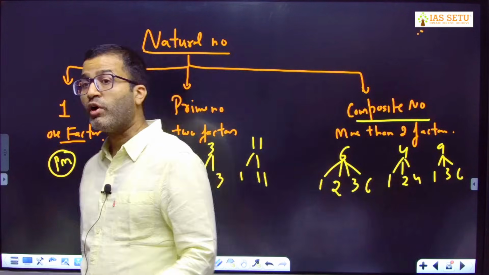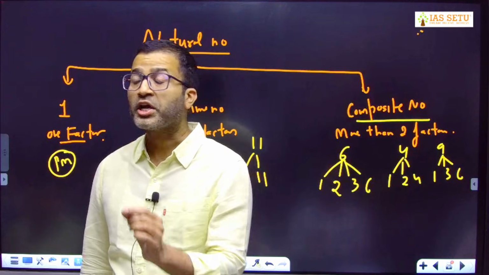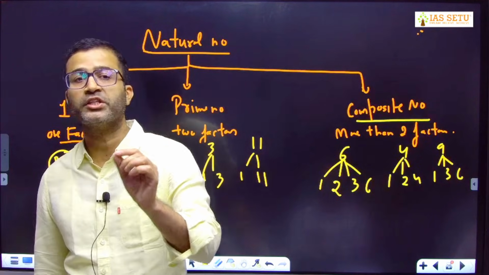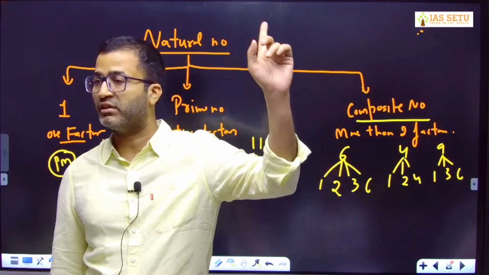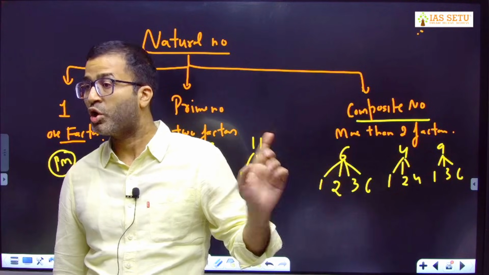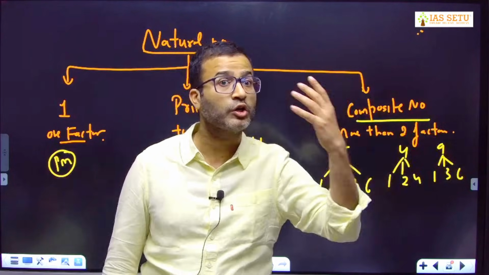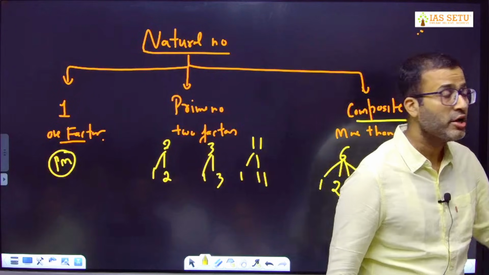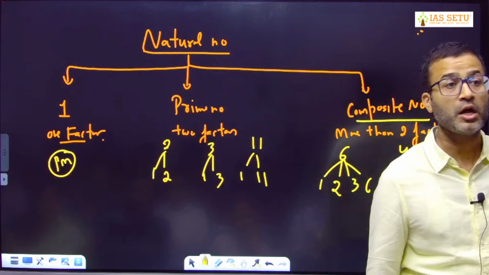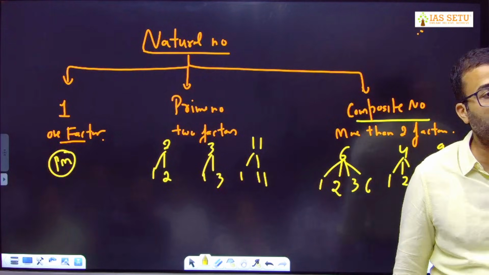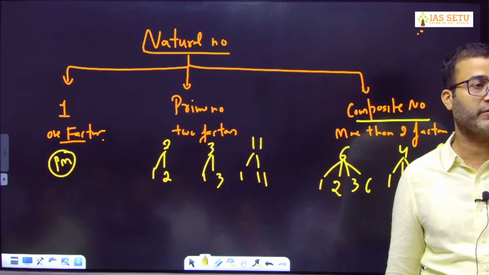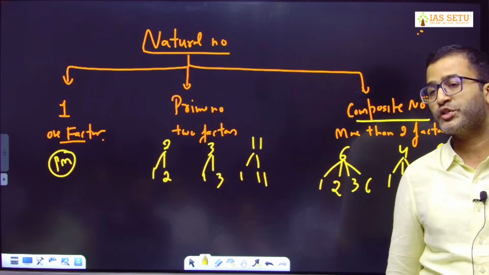I tell you why 1 is unique. Can you tell me any other natural number which has exactly 1 factor? आप प्राइम नंबर के मेरे को इनफाइनाइट एग्जांपल दे दोगे. 2, 3, 5, 7, 11. We have infinite prime numbers. We have infinite composite numbers. But can you tell me any other natural number which has exactly 1 factor? No. That's why 1 is unique.